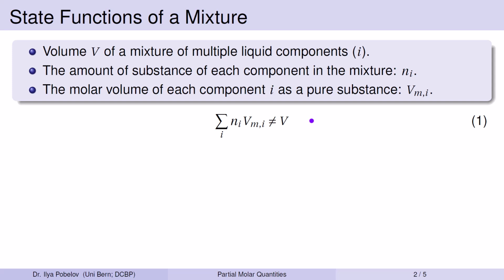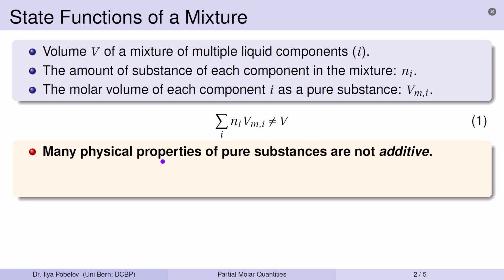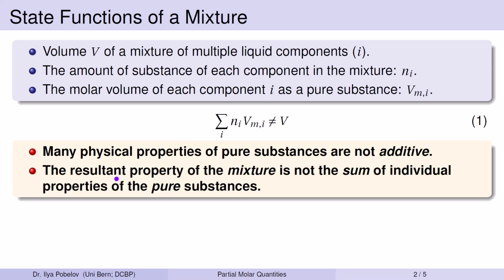The truth is, many physical properties of pure substances are not strictly additive upon mixing. When you mix substances, the resultant property of the mixture isn't merely the sum of the individual properties of the pure substances. To explain this, imagine two separate liquids.